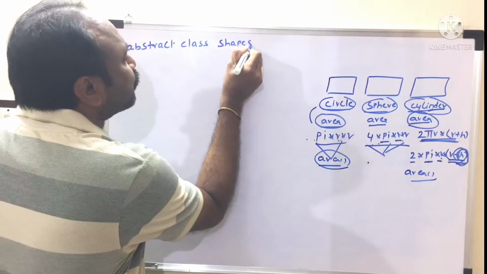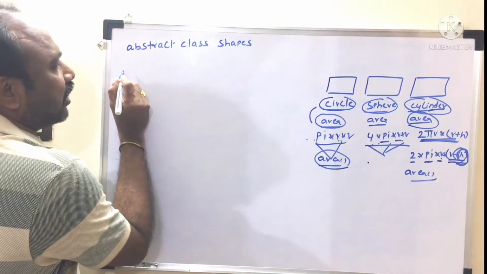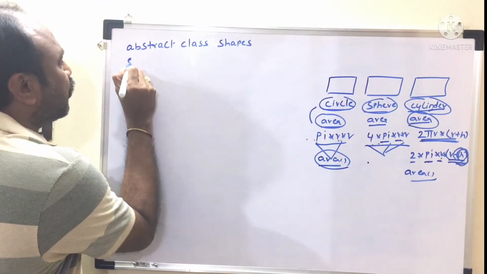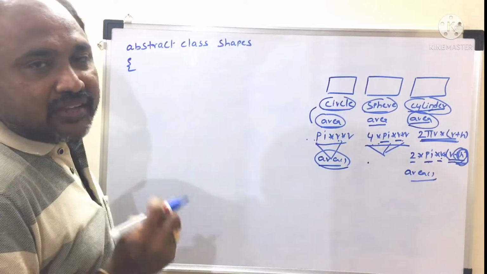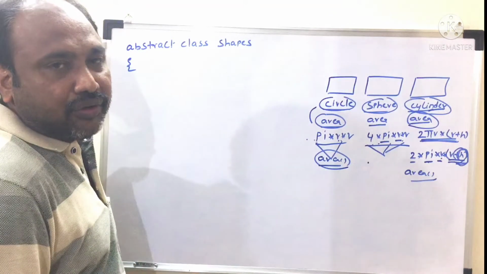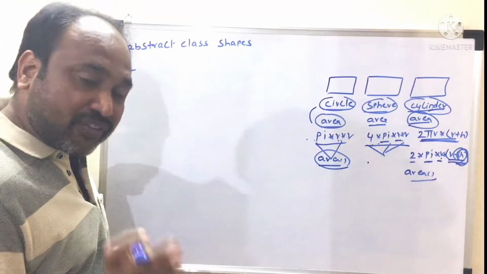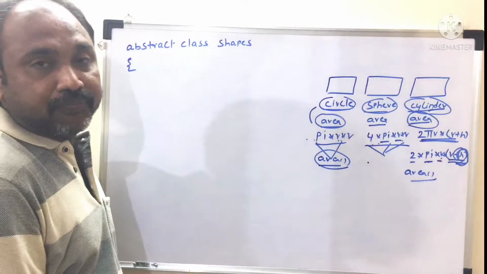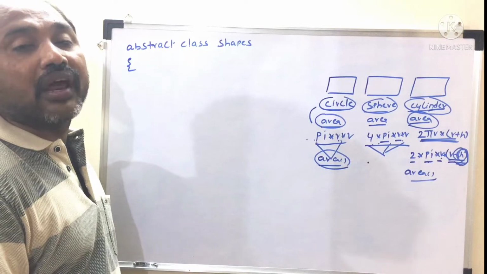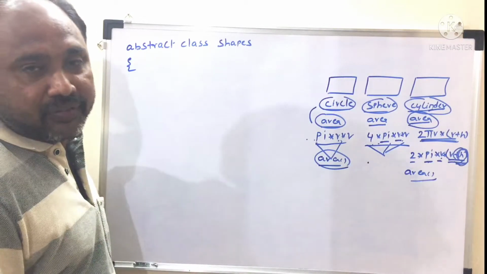Because I am going to use different shapes, circle, sphere and cylinder. Okay, abstract class contains what? Variables, constants, concrete methods, meaning normal methods which have a body, and abstract methods, at least one abstract method.